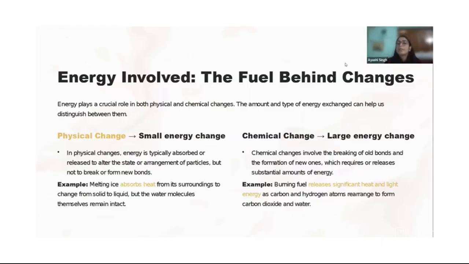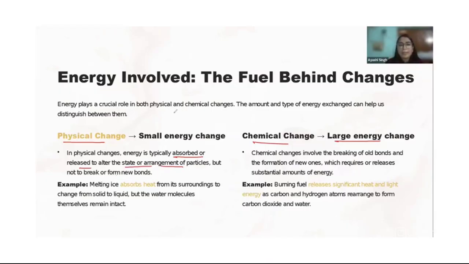Okay, the energy involved, the fuel behind the changes. Energy plays a very, very important role here. The amount and type of energy exchange can help us distinguish between these two. If the energy is very, very small, then there has been a physical change. But if the energy is in large quantity, then there has been a chemical change. In a physical change, energy is typically absorbed or released to alter the state or arrangement of particles, but does not break the bonds between them.